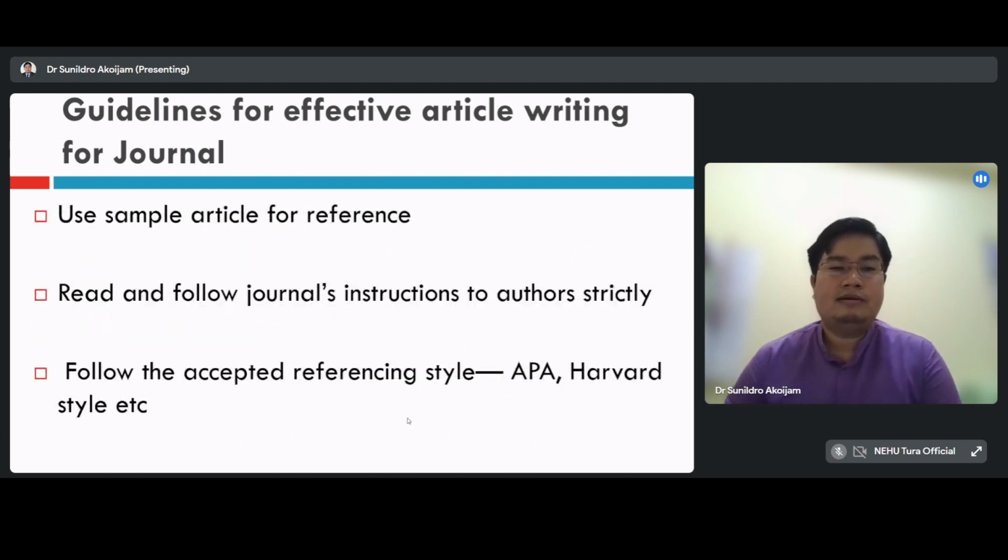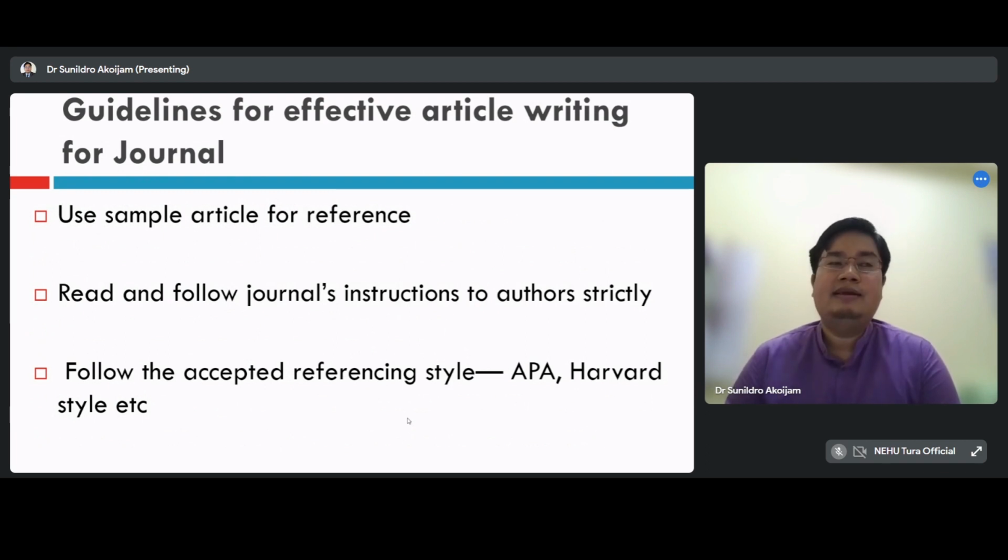And a few more guidelines, which if you follow, will definitely help you in enhancing the quality. When you don't have much experience in how to structure the article or your paper for a journal, then the easiest way is to find a sample article which is available on a particular journal website. That's why use a sample article for reference. If you see the sample article, it will become easier for you to restructure your paper as per the requirement of that journal.